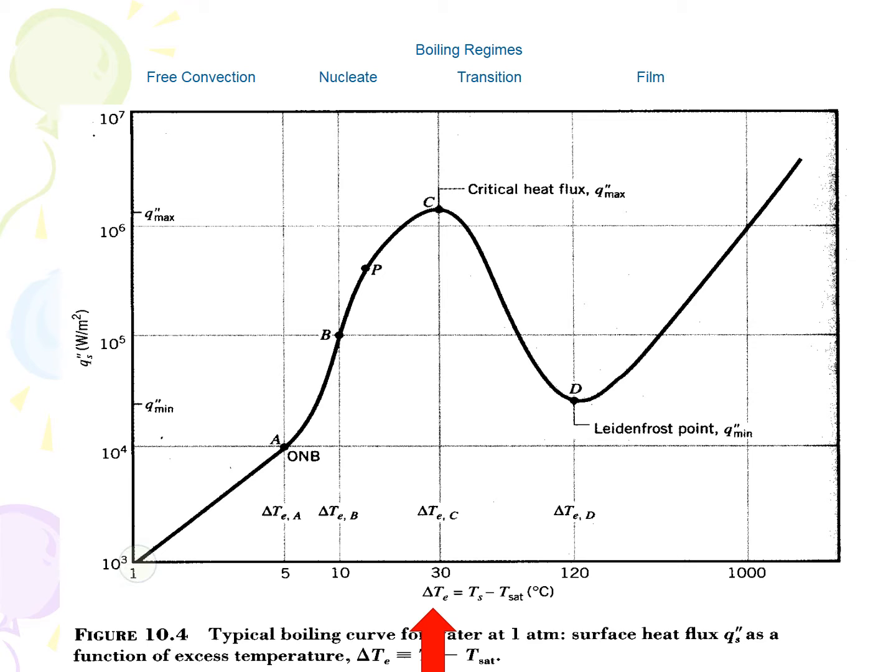When Nukiyama increased the heat flux from 0, the excess temperature increased and reached 5 degrees centigrade, at which point the water started boiling visibly with the formation of vapor. This is the onset of boiling point on the graph, or ONB.